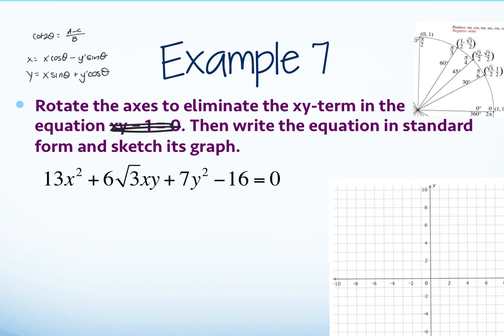All right, so step one is to get theta. So I have to do cotangent of 2 theta equals A minus C over B. A is what's in front of the x squared. What's that? 13. Minus C is in front of the y squared, 7. And B in front of the xy? 6 square root 3. So this becomes 6 over 6 square root 3, and this becomes 1 over root 3.